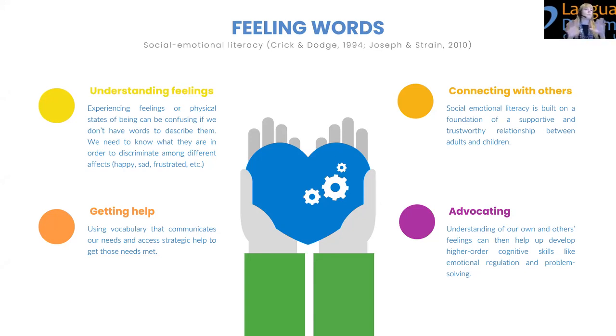I'm going to go over this and orient you because the print isn't as pretty as I was thinking it was. So feeling words are considered social emotional vocabulary. And in this area that we are all talking about in terms of oral language, social emotional literacy is its own thing. It's been researched and discussed for decades now. And so Crick and Dodge and Joseph and Strain are going to be the big names in that area. And what they describe feeling words as functioning as are, one, words that help us understand our feelings.